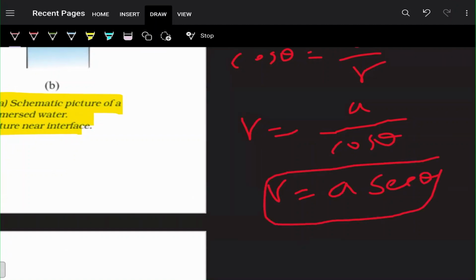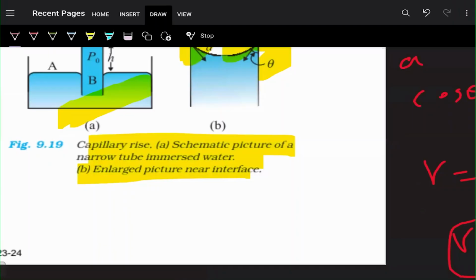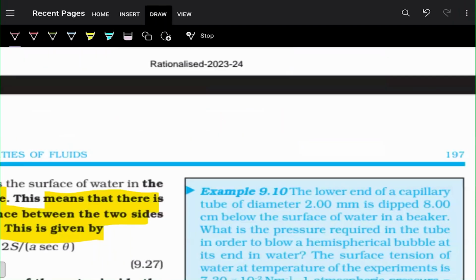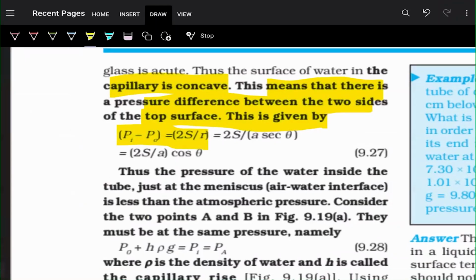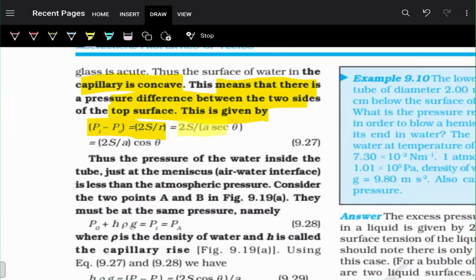Simple. അതാണ് അവർ ഇവിടെയും ചെയ്തിരിക്കുന്നത്. So r is equal to a sec theta. So what did we get? Excess pressure, P inside minus P outside, is equal to 2S by a sec theta, or else I can say 2S cos theta by a. Okay, so we got the excess pressure.